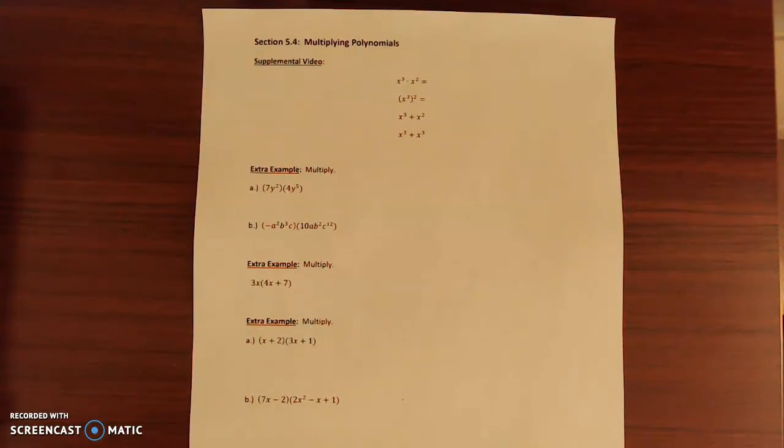At this point, you should have completed the practice problems for sections 5.1 through 5.3, so you should be comfortable working with polynomials in general, adding like terms, adding polynomials together, subtracting polynomials, and you should also be pretty comfortable with exponent rules. So I just want to review a little bit of what you saw in those sections.